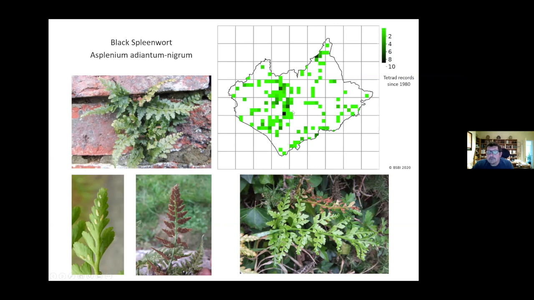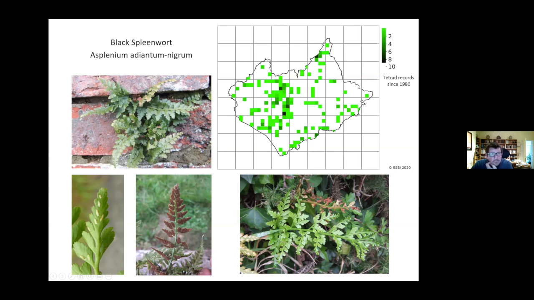If we look at the distribution again, it's another strong urban distribution here. This sort of Hinckley, Leicester, Loughborough corridor. This is the Grand Union. This is the Grantham Canal up here. I think we're finding most of the records along here on bridges along the Grantham Canal. It's a very, very attractive fern.